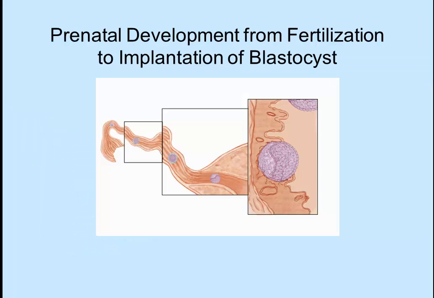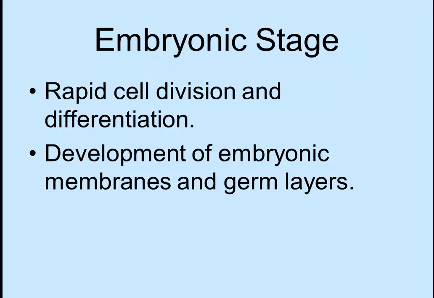And here we can see a picture of the prenatal development from fertilization, starting on the left, into the implantation of our blastocyst. The embryonic phase. In our embryonic phase, we have rapid cell division and differentiation, and we develop an embryonic membrane and germ layers. The embryonic period is from the 3rd week until the 8th week after conception. The basic structures and organs are completed during this period.